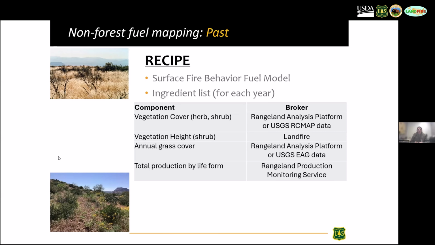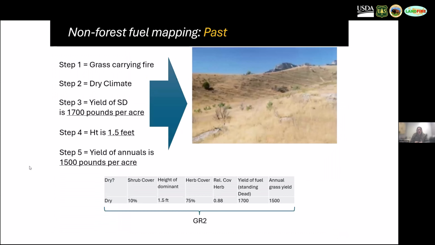Next slide, please. So in this example, you can see on the image on the right, there's a lot of grass here. Again, if we're looking at a past site, there's a lot of grass that's going to carry the fire. In this example, this is a dry climate. There's yearly variation in moisture. Again, that could be another data set that helps inform your thought process.